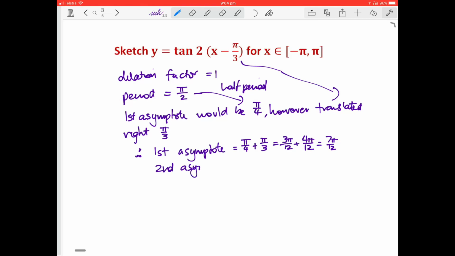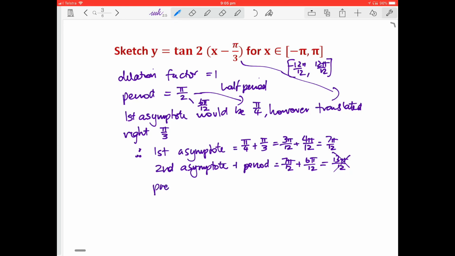To get to our next one, if we add the period. Now, if these are going to be on 12, we're going to get negative 12 pi on 12 to 12 pi on 12. So if we add our period, we've got 7 pi on 12 plus pi on 2. But pi on 2 is 6 pi on 12. So plus 6 pi on 12, that's 13 pi on 12. That's not in our domain, so we don't have to worry about that one.